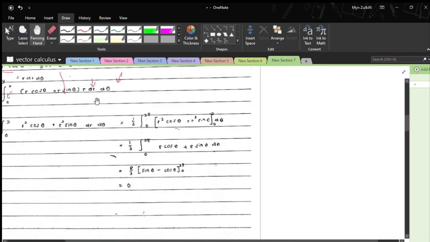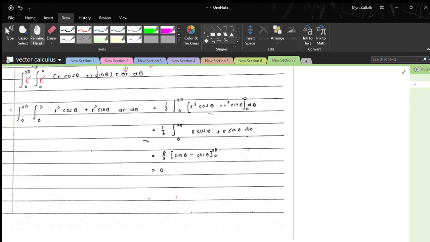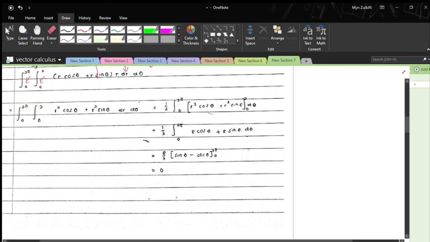Then we integrate this one with respect to r, you will get this one, and you integrate with respect to theta and you will get this one. So that's all.